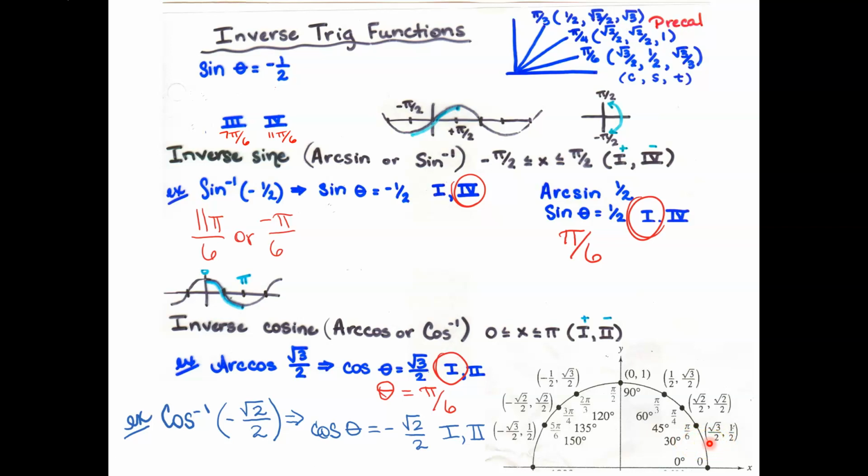So this time it wants to know the inverse cosine of negative square root of 2 over 2. So that means that cosine is equal to negative square root of 2 over 2, and I only have first and second quadrants to choose from. Now, since this is negative, what quadrant am I in? Well, I'm in the second. And so if I look in the second quadrant for where my x value is negative square root of 2 over 2, you can see it right there at 3 pi over 4.